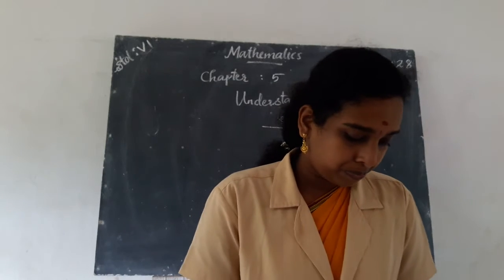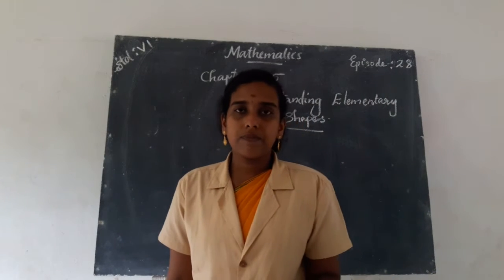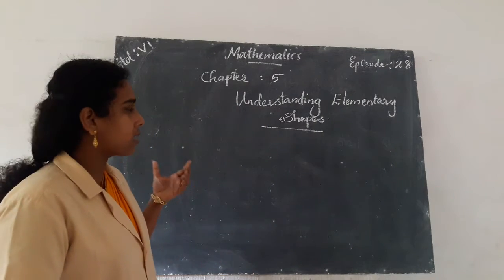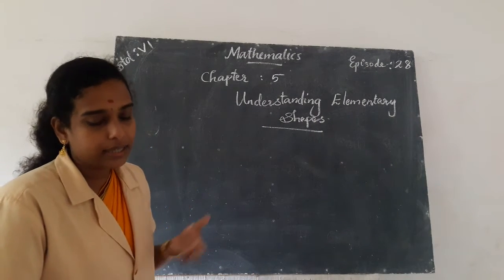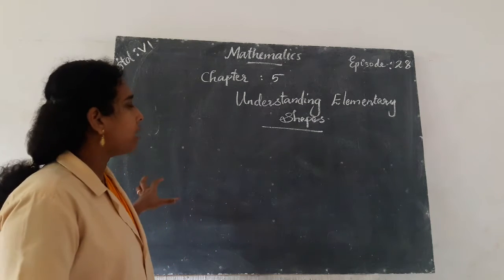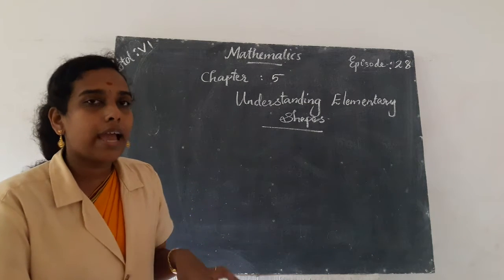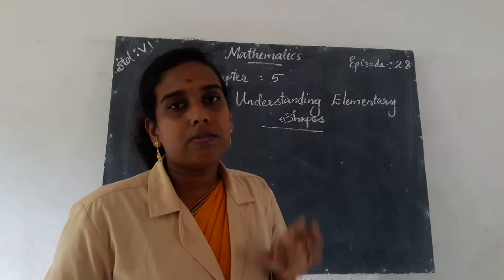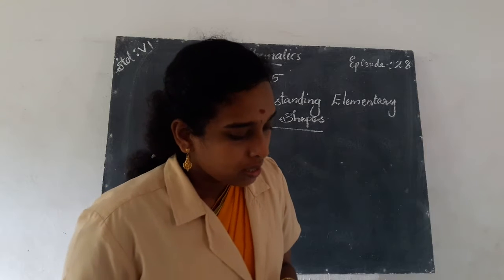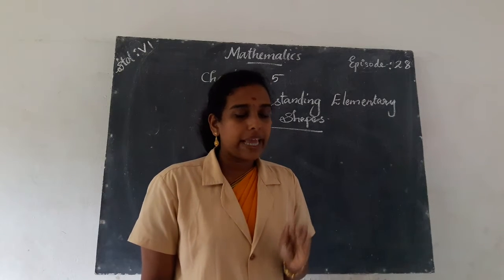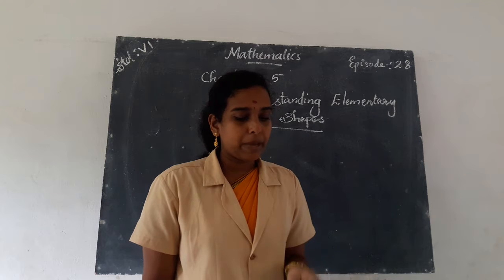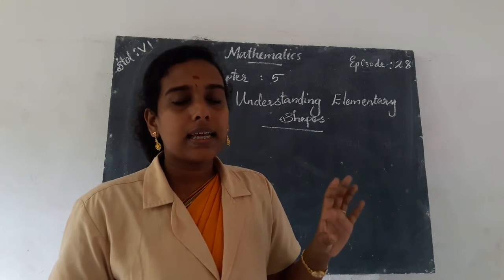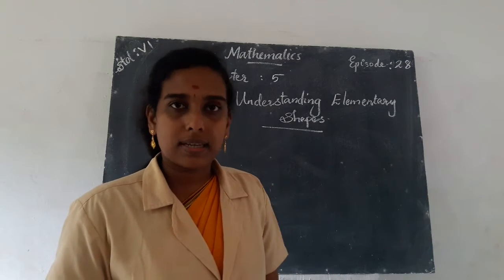Then the triangles are classified based on their angles. There are acute angled triangles, right angled triangles, and obtuse angled triangles. Acute angled triangle means all the angles of the triangle are less than 90 degrees. Now we are going to solve our exercise 5.6, which is mainly based on triangles and their types, that we discussed in our previous class also.